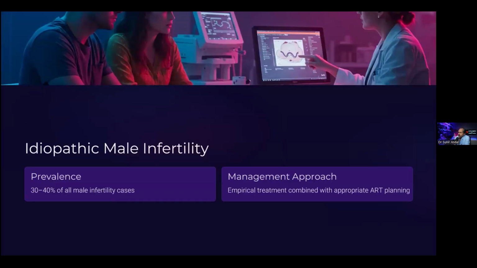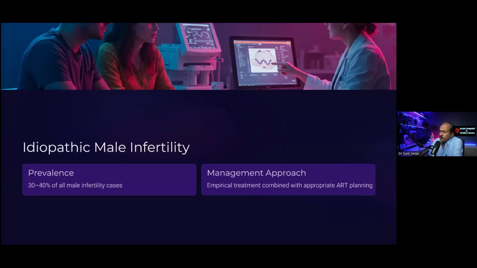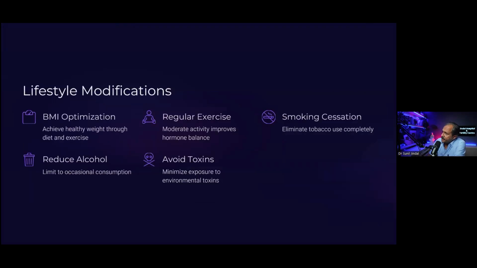Now, idiopathic means either he is an idiot or the doctor is an idiot. They don't understand what's the reason. But people don't realize that the prevalence is 30 to 40%. And the management is empirical treatment combined with appropriate ART planning.